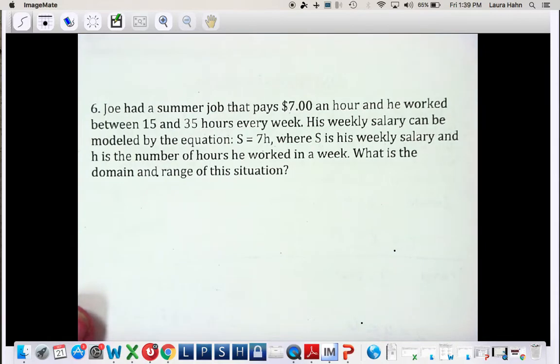Okay, so he has a summer job that pays $7 an hour, and he worked between 15 and 35 hours every week. His salary can be modeled by the equation S equals 7H, where S is his weekly salary and H is the number of hours. What is the domain and range?